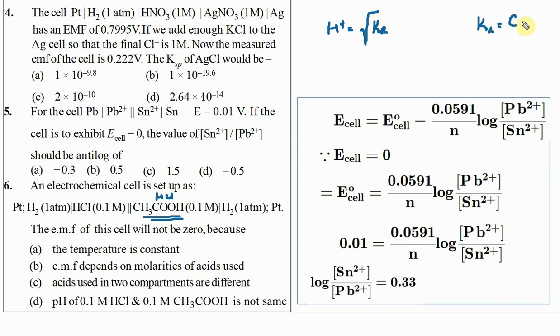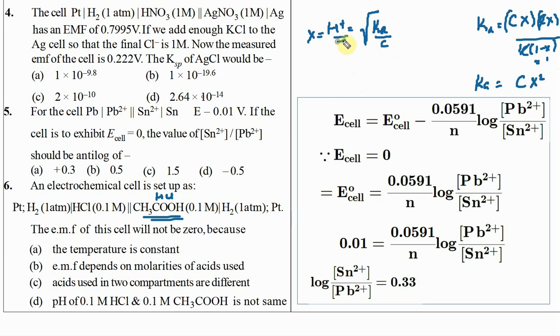When we set up an ICE table, we have Cx times Cx divided by C into 1 minus x. C will cancel out, and also 1 minus x is approximately 1. So we saw Ka equals C x squared, or x, which is here H plus. This is from ionic equilibria. We have seen this many times. X equals H plus equals square root of Ka by C.